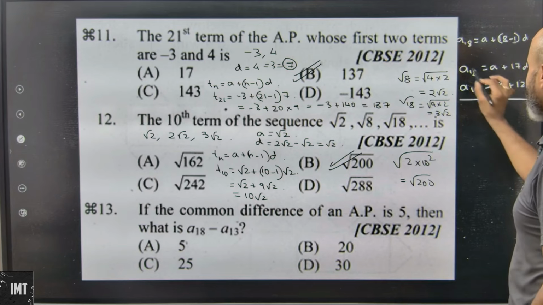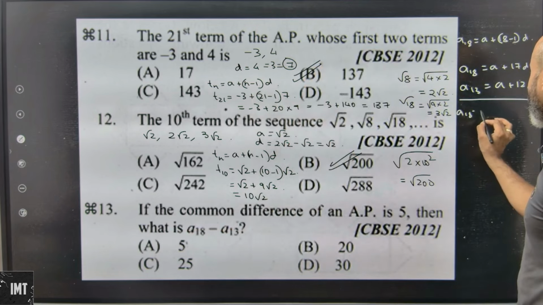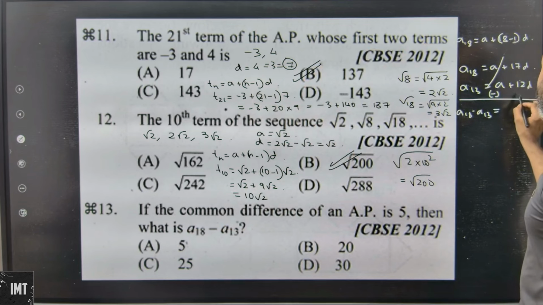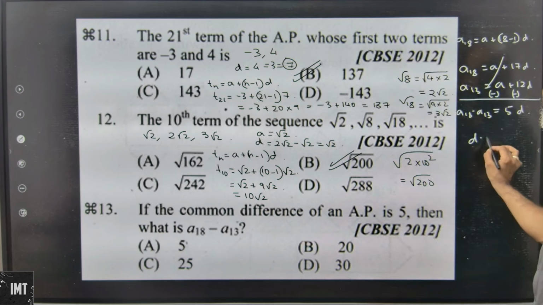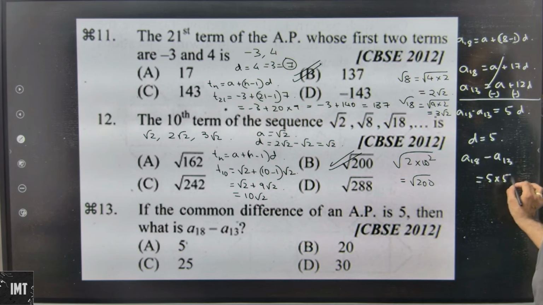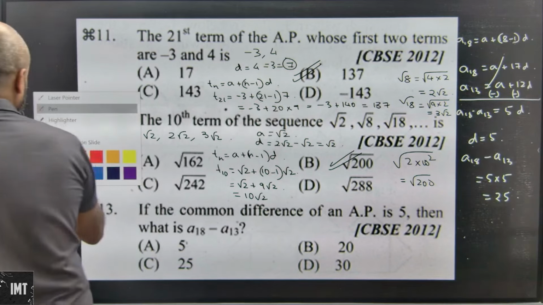Now, if you happen to subtract this, because here what they have done is subtraction. So A18 minus A13, this gets cancelled. 17 minus 12 gives you 5D. Now here the common difference given is 5. So A18 minus A13 will be 5 into 5, that is 25.